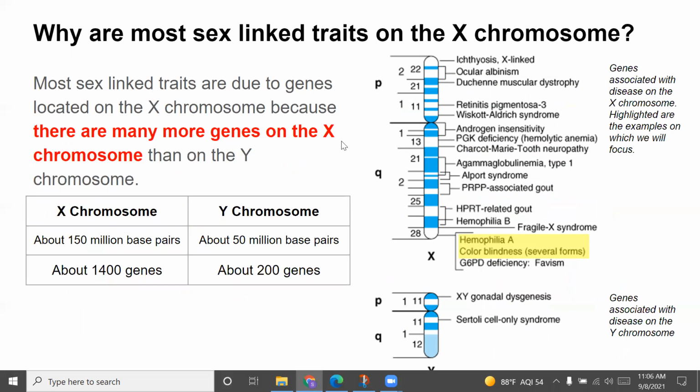Okay. Why are most sex-linked traits on the X chromosome? Why? What would make no sense here? Because the X is bigger than Y. Sounds good to me. There are many more genes on the X chromosome, is what you're going to write down. But more genes because there's more space, right? Just as a comparison, the X chromosome is about 1,400 genes versus only 200 in the Y.